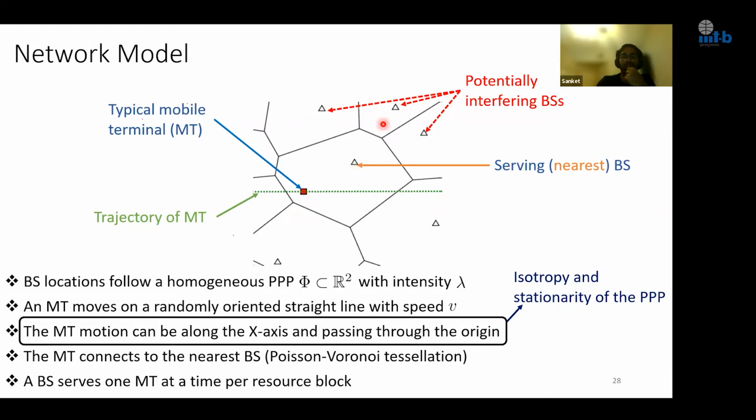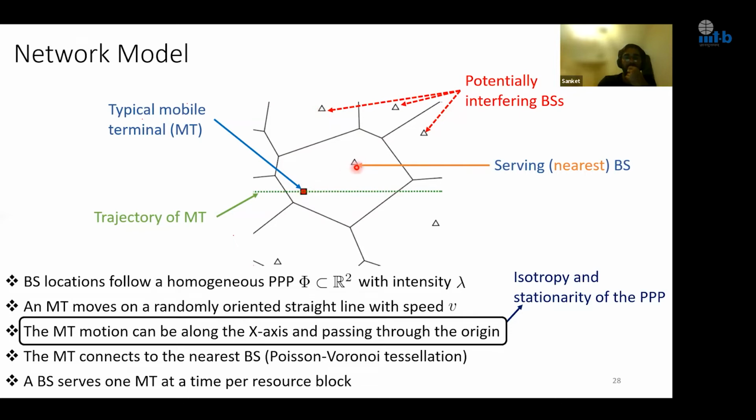And these base stations are located following a homogeneous Poisson point process in 2 dimensions with intensity lambda, meaning that there are lambda base stations per unit area. Now, when this mobile terminal connects to the nearest base station, it forms a Poisson-Voronoi tessellation, meaning that this solid line shows the cell boundaries. If the user lies within this cell, then it will be served by this base station. If the user lies here, then it will be served by this other base station.